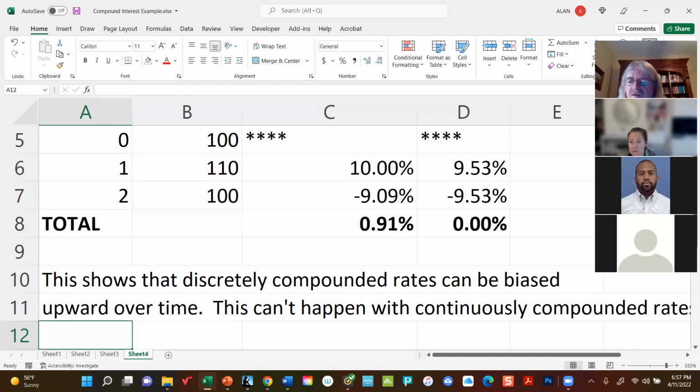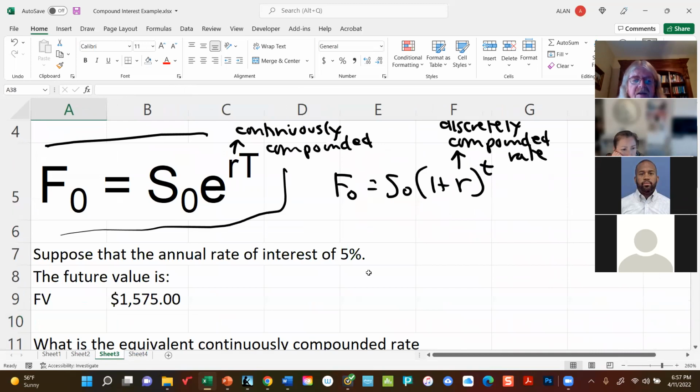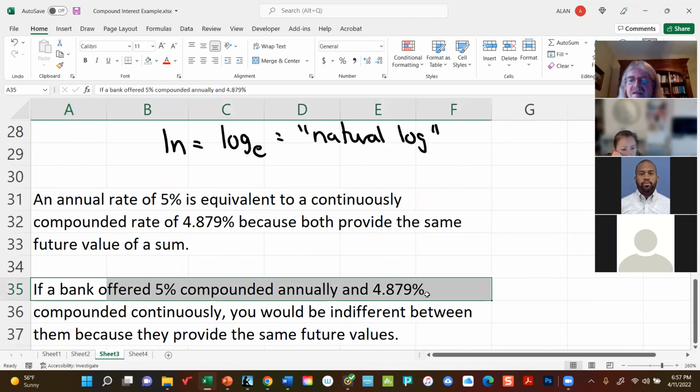We know that they don't tend to be used in the real world. But like I said here, we know that both of these mean the same thing: 5% compounded annually, 4.879% compounded continuously. In principle, we can use either one of these to calculate the future value of the sum because it will give us the same results. But with the continuous compounding, we also have the added advantage that we do not have to worry about that bias. So if we're looking at returns over a long period of time, that becomes a problem.